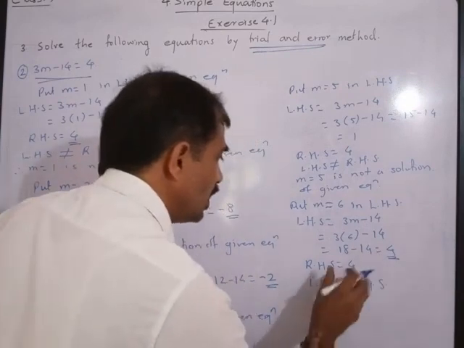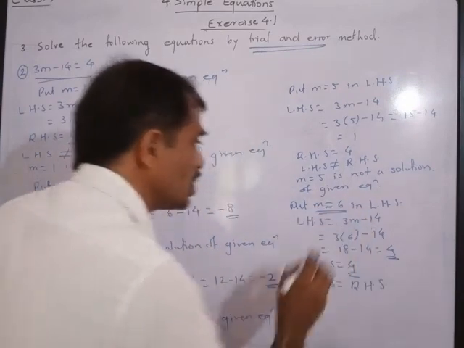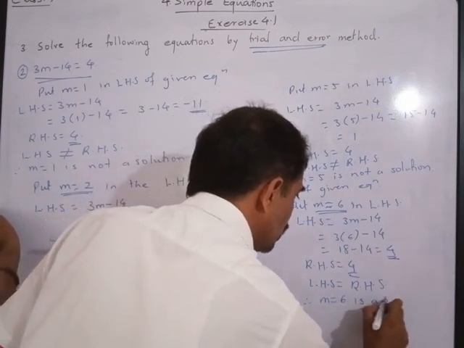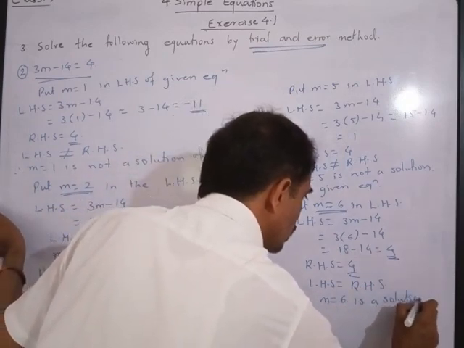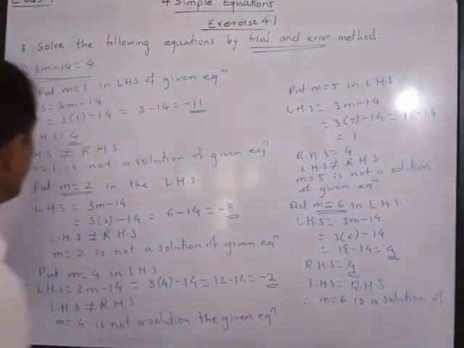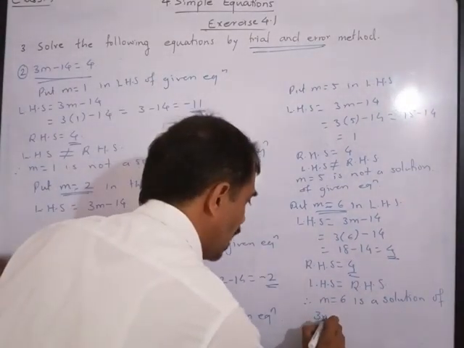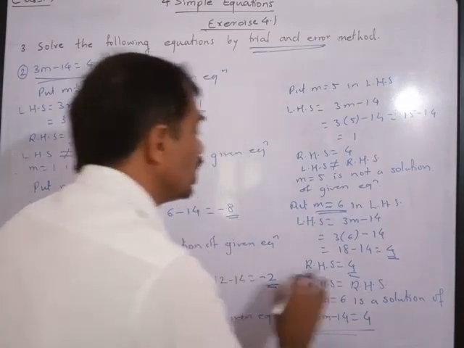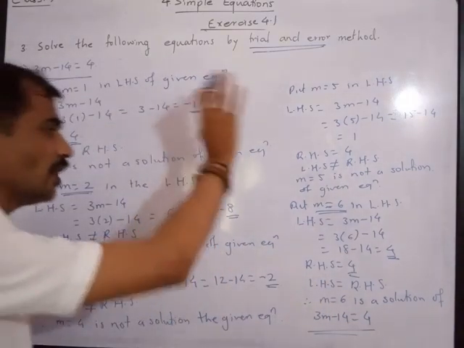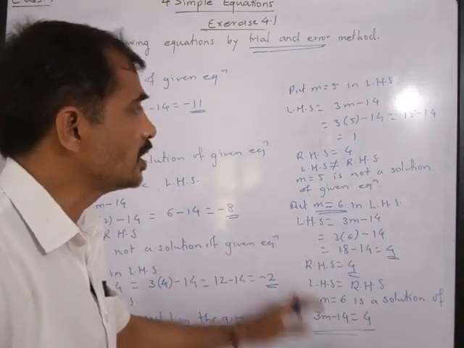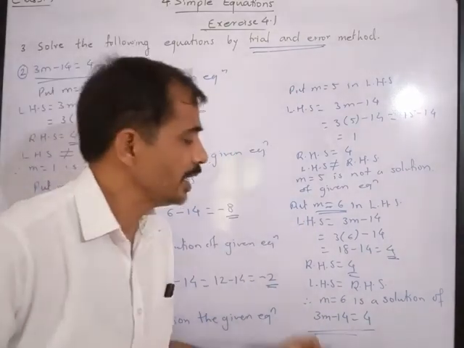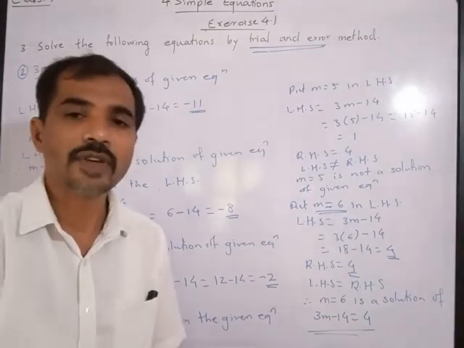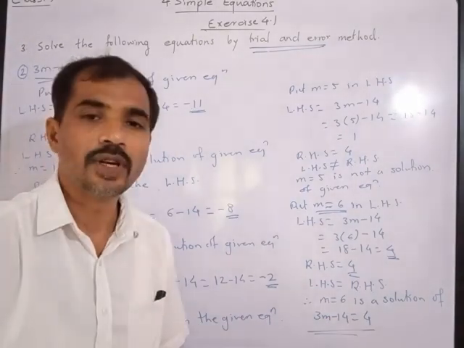Hence it is a solution. m is equal to 6 is a solution. Therefore, m is equal to 6 is a solution of the given equation. The given equation is 3m minus 14 is equal to 4. So in this way, by trying different values, we are able to reach the answer. Hence the method is called the trial and error method, and m is equal to 6 is the solution of this equation, 3m minus 14 is equal to 4.